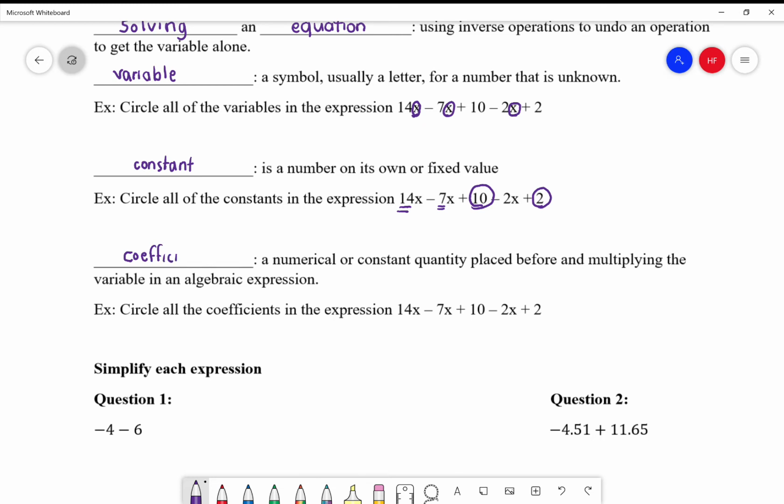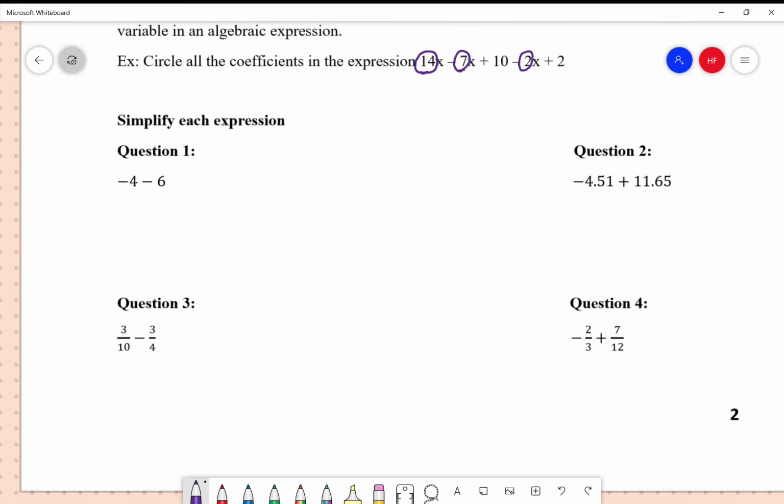When it is attached to a variable, it is a numerical or constant quantity placed before and multiplying the variable in an algebraic expression. So this is my coefficient, the number with the x, the number with the variable.